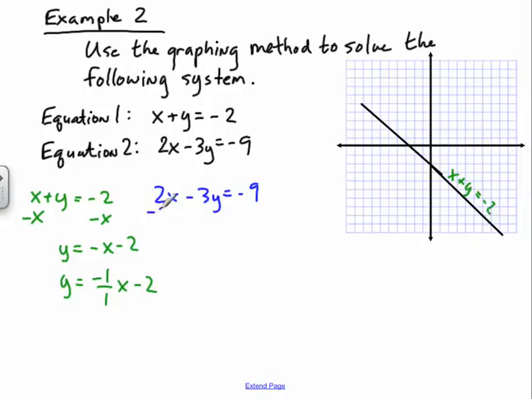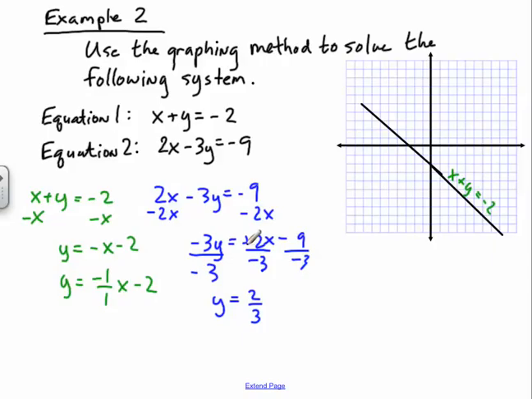I need to put this in slope-intercept form, so I'm going to subtract 2x from both sides. So now it's -3y is equal to -2x minus 9. I always put my number with the variable in front of the number without the constant. Then I'm going to divide everything by -3. And I'm going to get y is equal to positive 2 over 3 x, because it's a negative and a negative, plus 3, because it's two negatives.